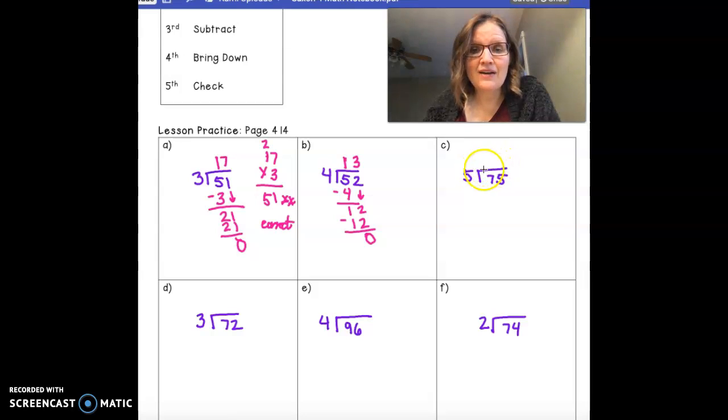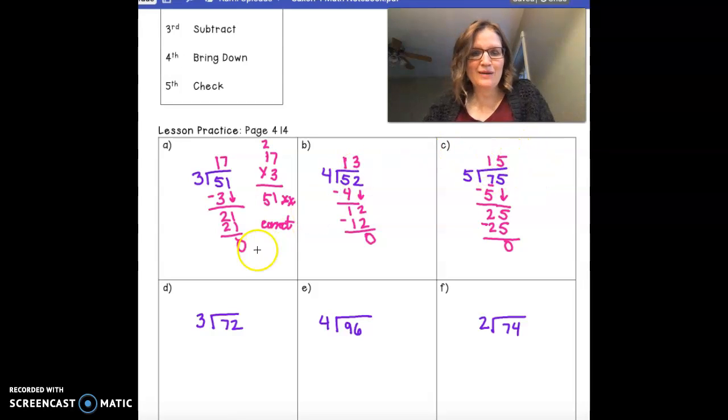5 into 75. 5 can go into 7 one time. 1 times 5 is 5. I'm multiplying. My next step is I subtract. 7 minus 5 is 2. I bring down my 5, and 25 can be divided by 5, 5 times. 5 times 5 is 25. We subtract 0. There's nothing else for us to bring down, so we are completed. It's a beautiful thing. It was a very happy ending.